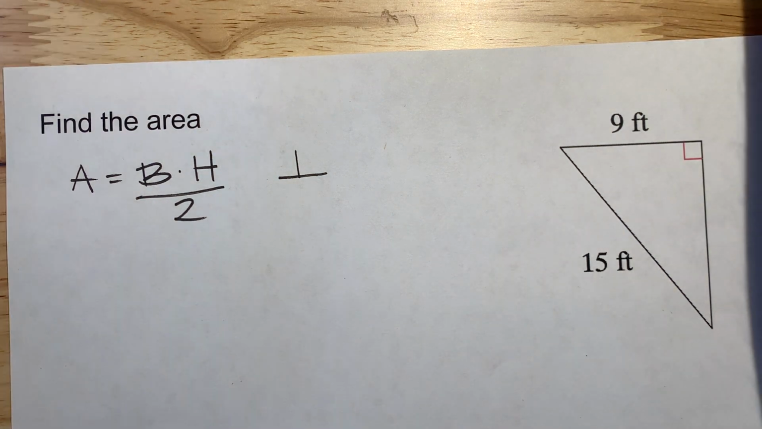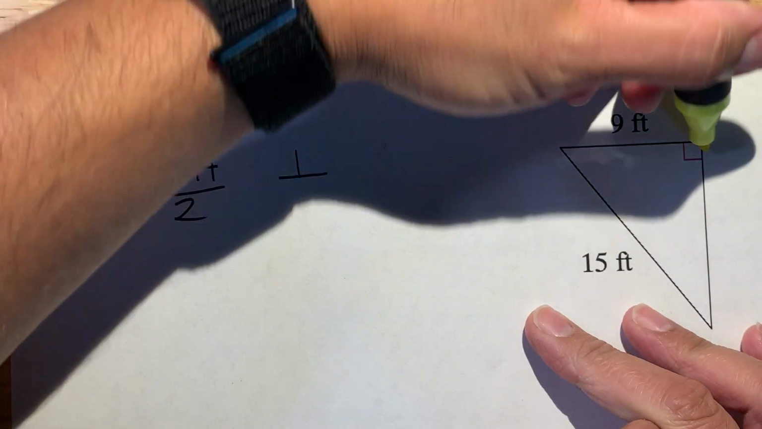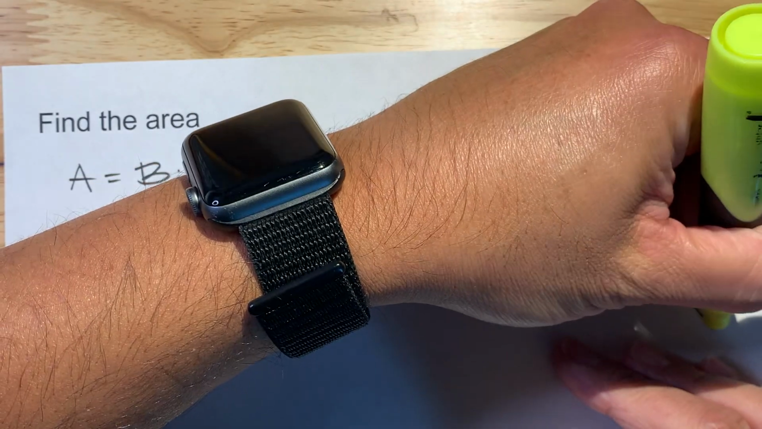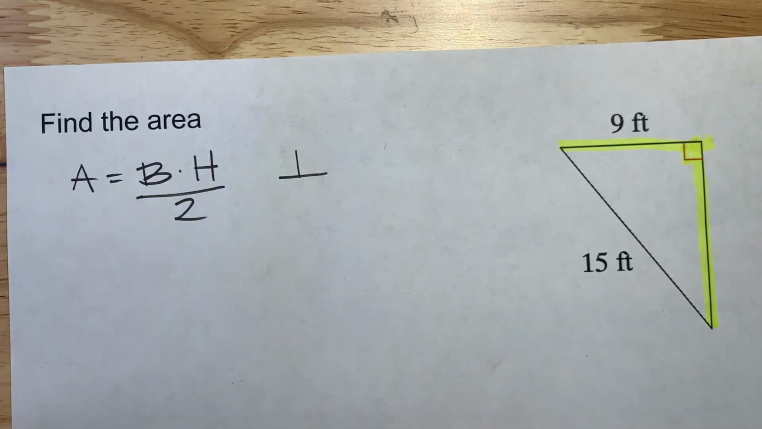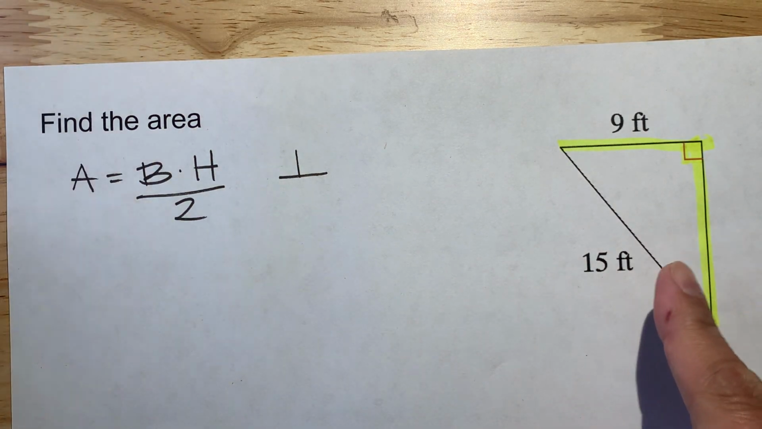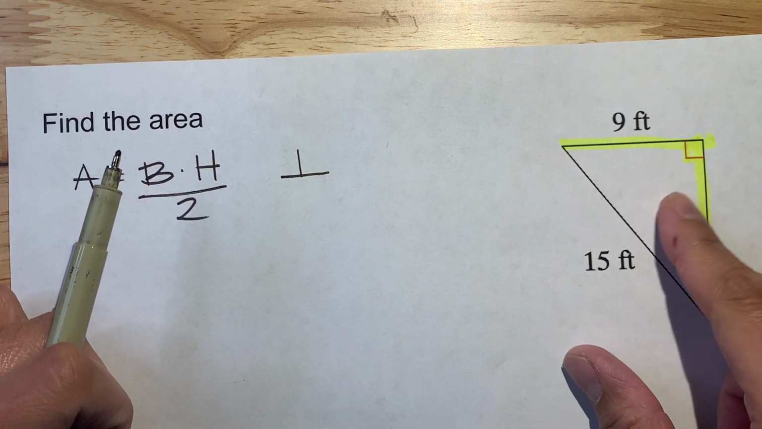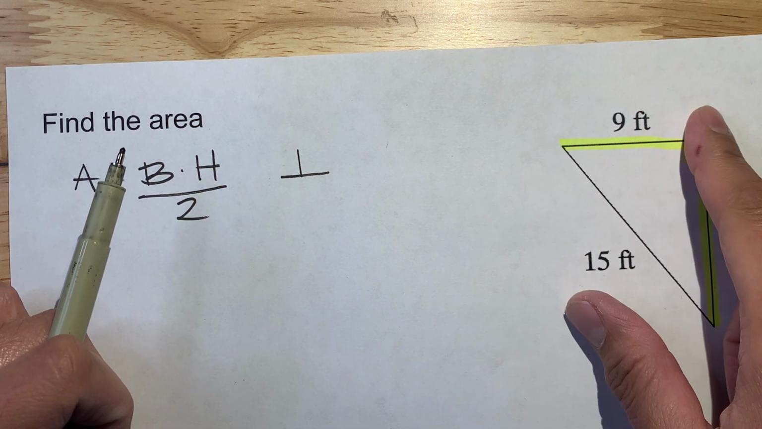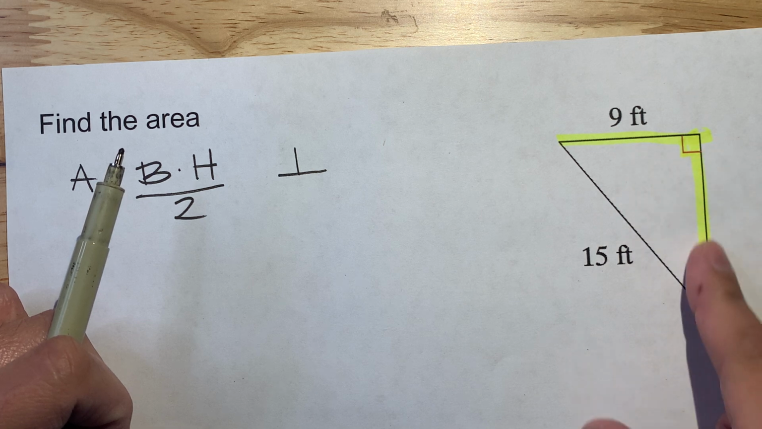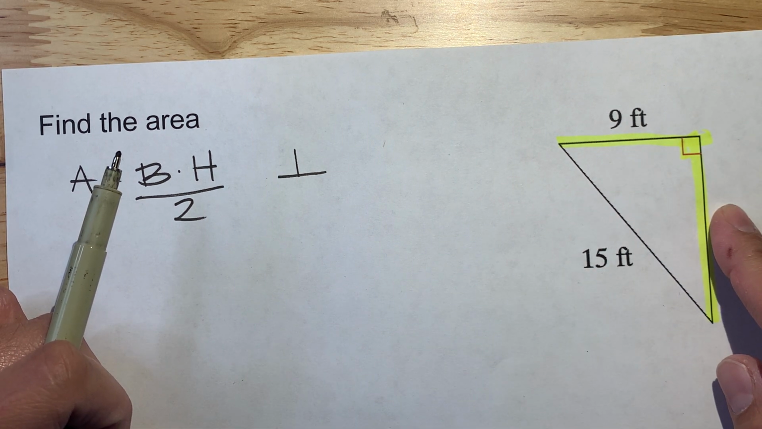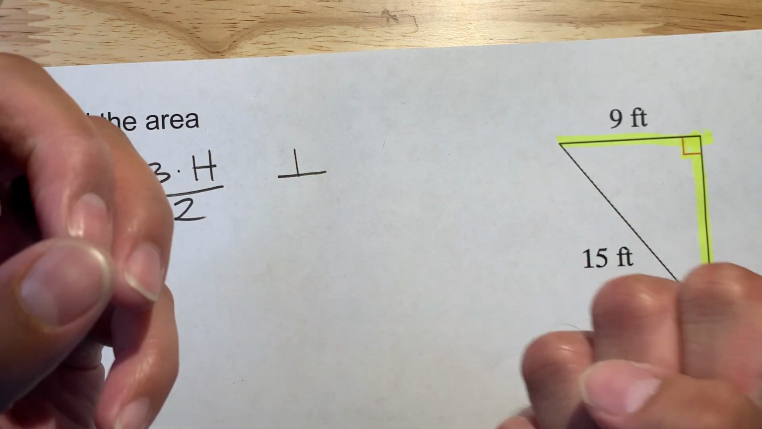So I'm going to highlight our base. I'm going to highlight our height. They make a square. Remember, the area is always the number of squares that fit inside of a shape, and we're going to use the two sides that make up a square, the two sides that are perpendicular. But we don't have the side, so what are we going to do?